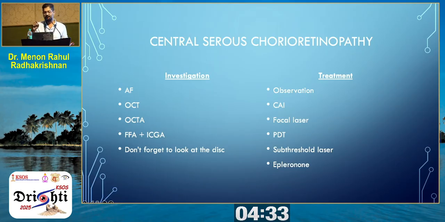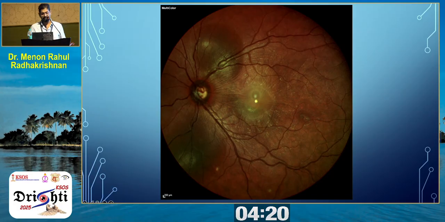If you have a central leak, you can try subthreshold lasers. And in certain cases, you can also try medical management such as eplerenone. But the only problem is when you start eplerenone, you have to have the patient monitored for hyperkalemia and electrolyte imbalance. Now, this is another case where you see multiple pockets of SRF over here.